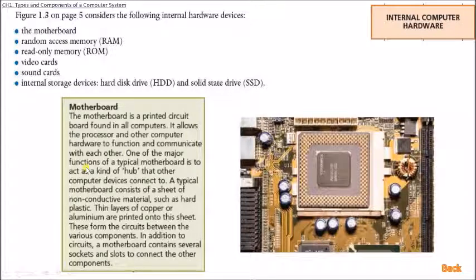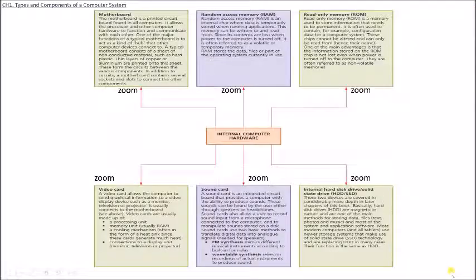One of the major functions of a typical motherboard is to act like a hub that other computer devices connect to, to make them communicate. A typical motherboard consists of a sheet of non-conductive material, like you see here, such as hard plastic. Thin layers of copper or aluminum are printed onto this sheet. These form the circuits between the various components. In addition to circuits, the motherboard contains several sockets and slots to connect the other components. As you see here, this is the motherboard. Now, let's go back to our figure.